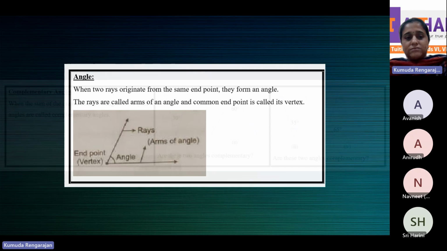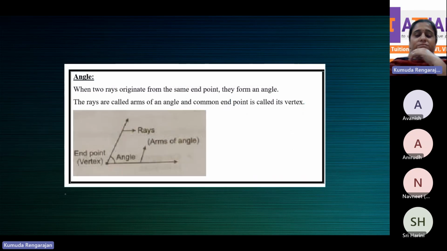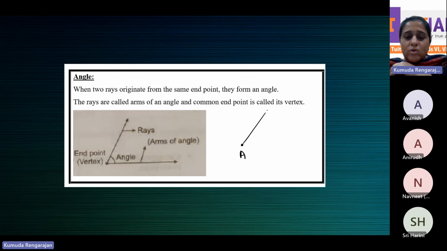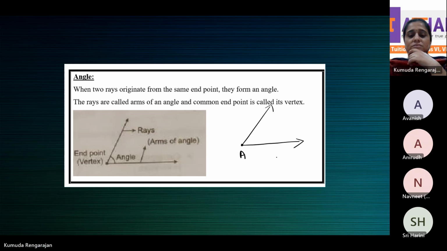Now, what is an angle? An angle is formed when two rays come from the same point. Supposing there's a point here, we'll say a point A. Now, a ray is coming out through this point. Another ray is also coming out through that point. So when two rays emerge from the same point, then an angle is formed.